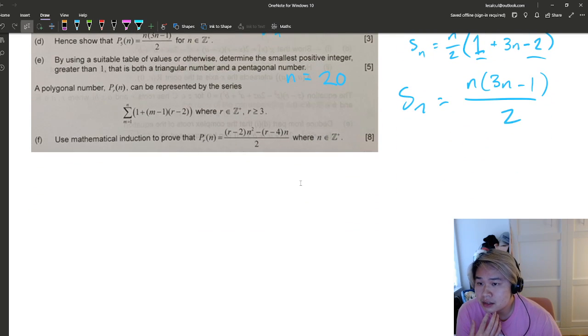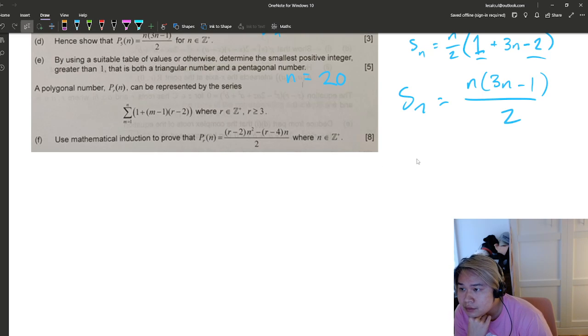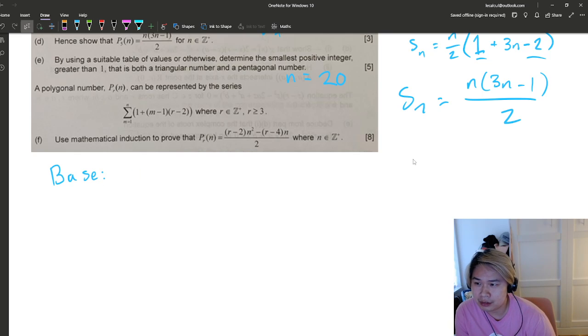Alright, and then we're not done, but this is the last question. Any polygonal number can be represented by this series. Use mathematical induction. Okay, sure. So the base case though is for n being 3, or r being 3, rather, as you can see here.